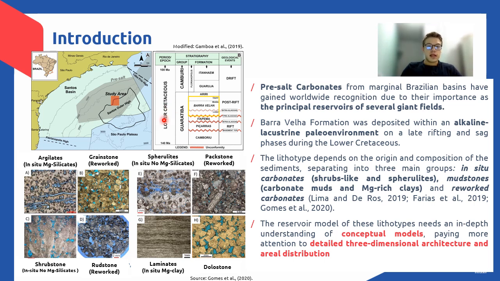The lithotype of this formation depends on the origin and composition of these sediments, separating into three main groups: the in situ carbonates, mostly shrubstones and spherulitestones, also the mudstones that are characterized by carbonate muds and magnesium-rich clays, and the reworked carbonates, mostly bafflestone, rudstone, grainstone, that have been described by different authors during these last years.